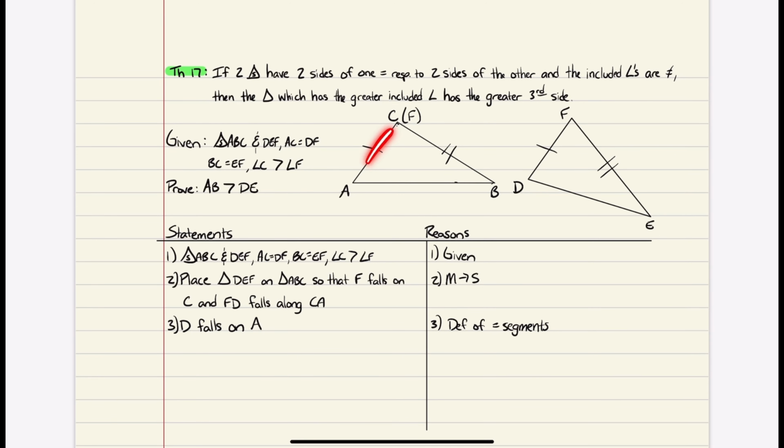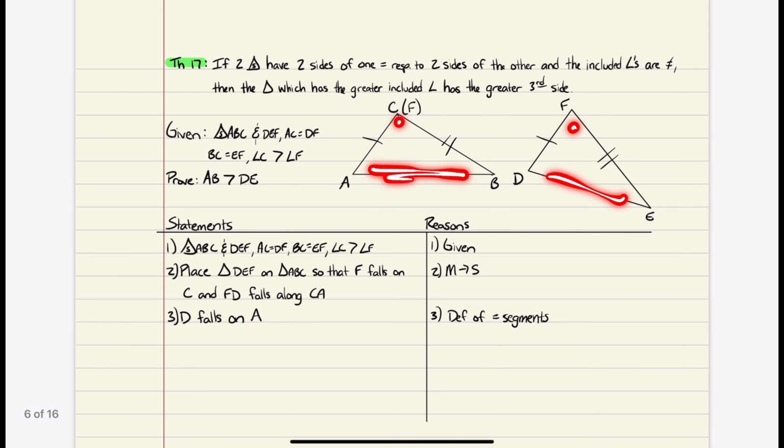So in essence, what we're saying is if two sides in this triangle equal two sides respectively of another triangle, and they have two angles that are not equal to each other, in between these two pairs of equal sides, then the one that has the greater included angle will have the greater third side. So in this case, I said that angle C is greater than angle F, and we should come to the conclusion that this theorem says that AB will be greater than DE. And so that's what we're trying to prove.